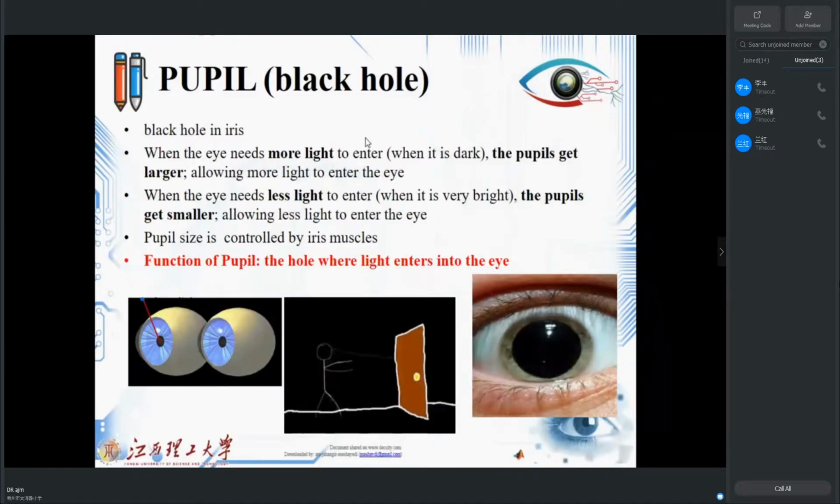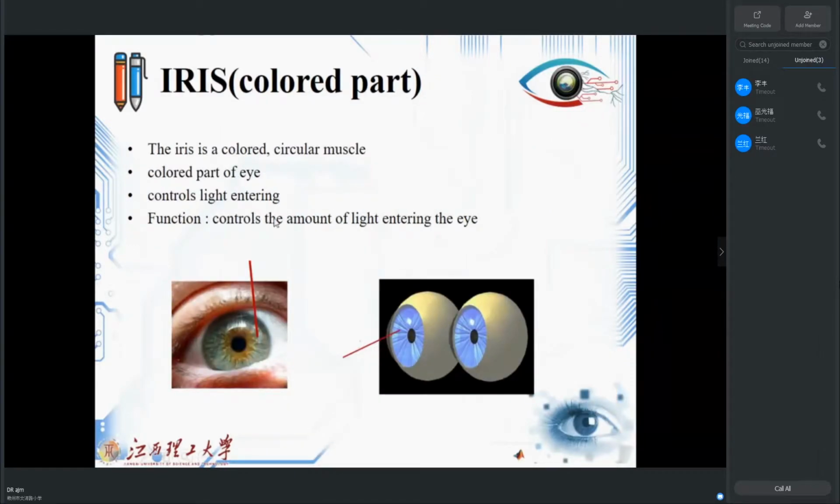The other part that we are going to discuss is the iris, which is the colored part and a circular muscle. We can say this is the colored part of the eye. The aim of this part is to control the light which will enter, and the amount of light is controlled by it. Again, you will see some camera concept, or shutter concept for the camera.